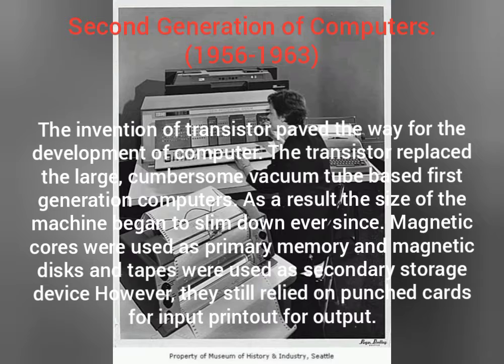The invention of the transistor paved the way for the development of computers. The transistor replaced the large, cumbersome vacuum tube-based first-generation computers. As a result, the size of the machine began to slim down ever since. Magnetic cores were used as primary memory and magnetic disks and tapes were used as secondary storage devices. However, they still relied on punched cards for input and printout for output.